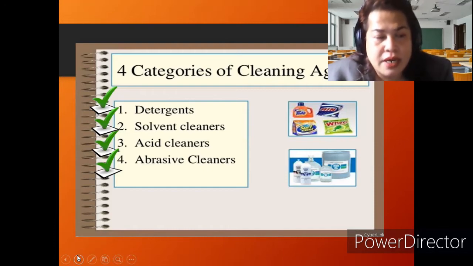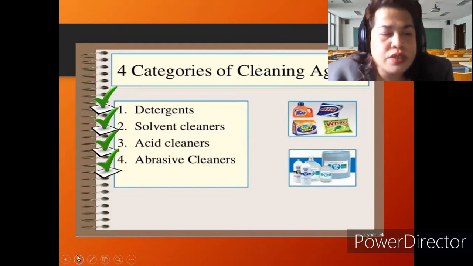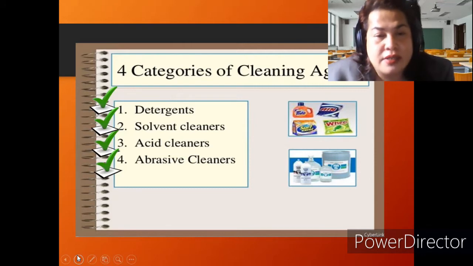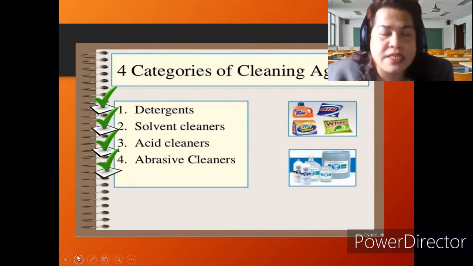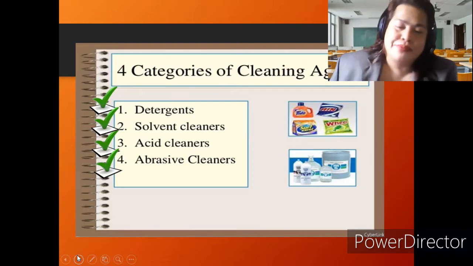dumi. Okay? So these four categories of cleaning agents are actually used in commercial kitchens. We will discuss each of these cleaning agents further in order for you to know their roles or functions as cleaning agents. And at the same time, we will also know how to use them. Okay?